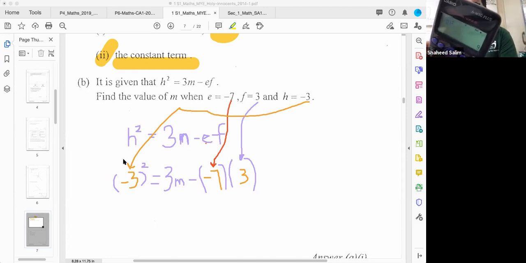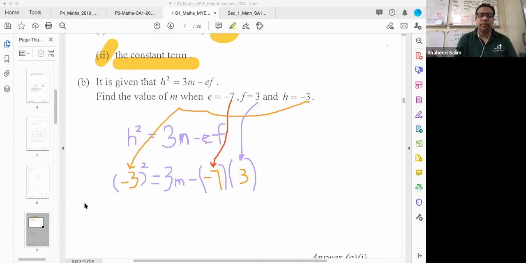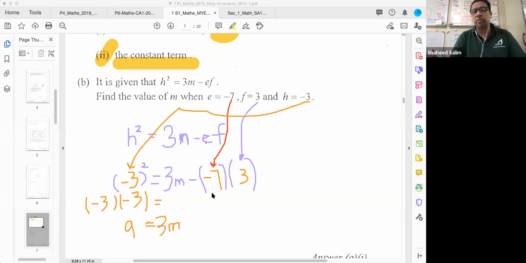9. So how to get 9? If you do not know, this means -3 times -3. It means like that now, because it's square. This is -3 times -3. So take the number 3 times 3 is 9. Minus times minus becomes plus. So now equals to 3m. Okay, 3m, that how. Now we times this one.